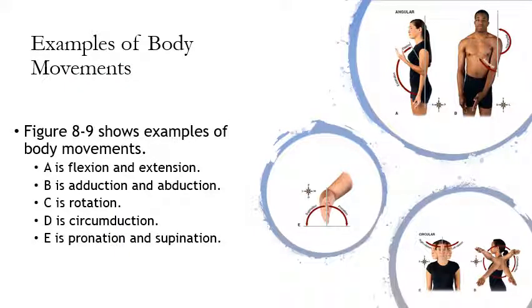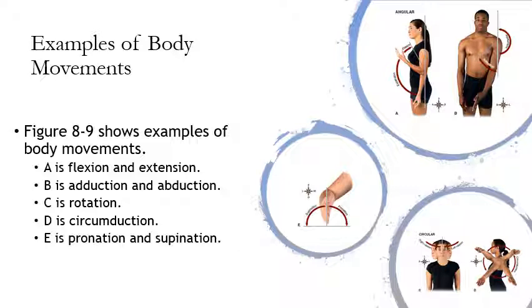Here are some more examples of the movements of the body. Look how there's an angular movement with flexion and extension. And then look at the other angular movement, which is abduction and adduction. You can see this young man moving his hand in towards his body or away from his body.